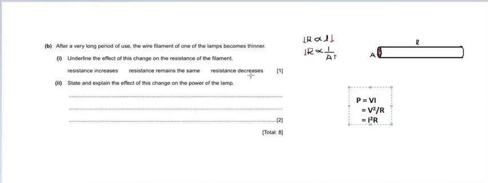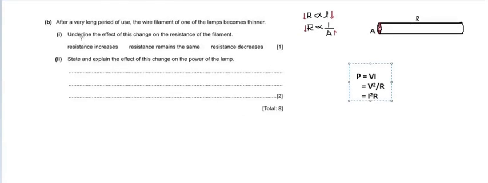So this is part B of the problem. You can read here: after a long period of use, the wire filament of one of the lamps becomes thinner. Underline the effect of this change on the resistance of the filament. We had seen in electrical quantities the relation of the resistance with the length of the wire and the cross-sectional area of the wire. So this is the wire, l is the length, A is the cross-sectional area. R is directly proportional to the length and R is inversely proportional to the area.